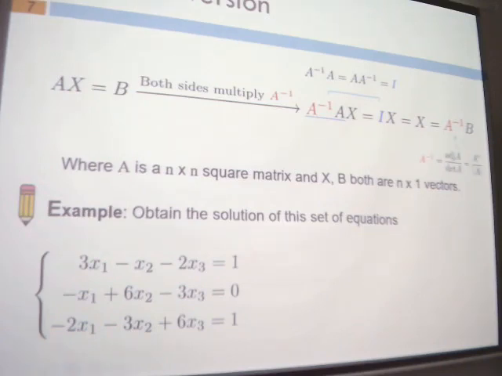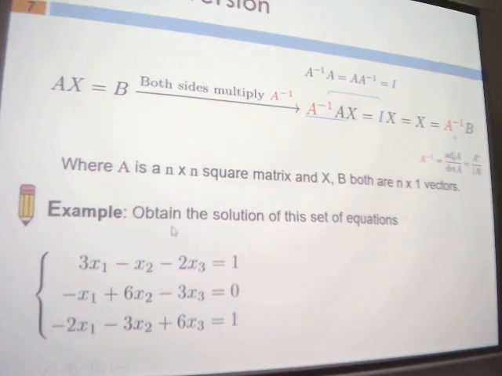And A inverse, what is it? A inverse is equal to the adjugate of A over the determinant of A. Here we should notice our A is an n times n square matrix, the dimension is n, and X and B are both n times 1 vectors. Why do I mention this? Because for this expression, our dimensions should satisfy the calculation rule. Otherwise, we can't get the result. Understand?